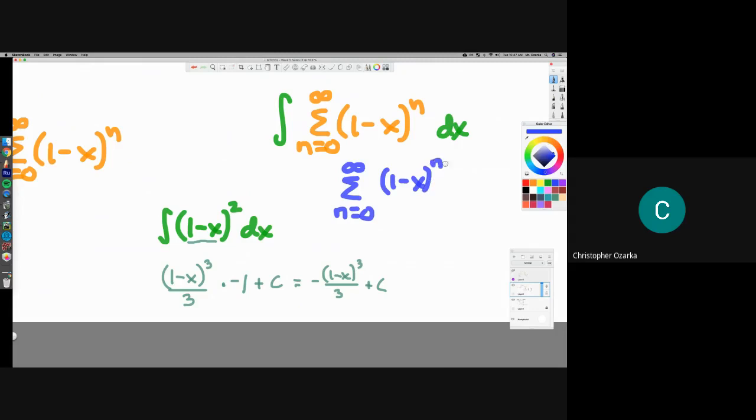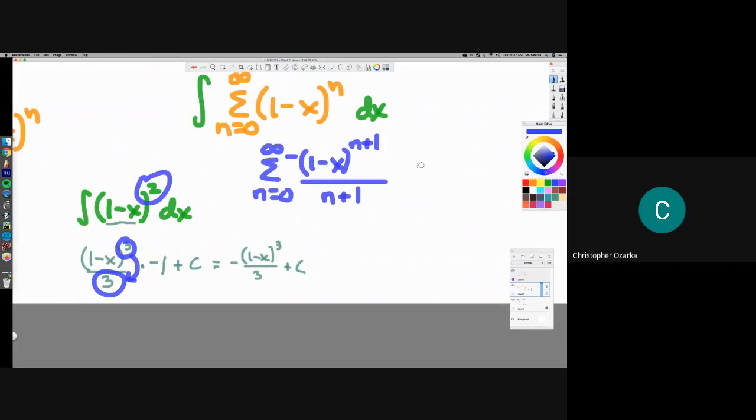Now, when it was 2, it became 3. So when this is n, it's going to become n plus 1. The power is just 1 plus whatever was here. And it matches. The 3 and the 3 match. So I'm just going to match the n plus 1. Okay. I forgot the negative. Put that there. And then the plus c actually has to go in front.